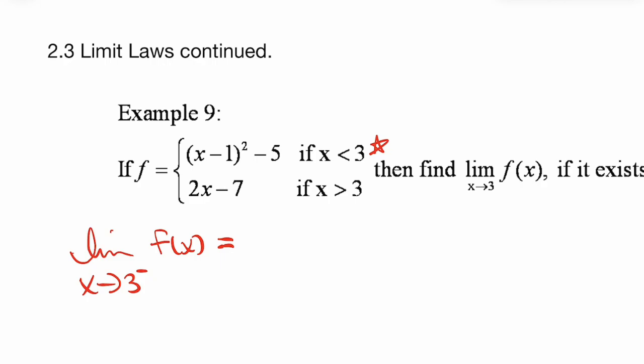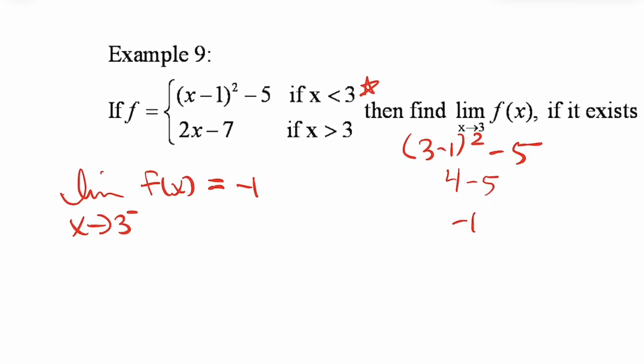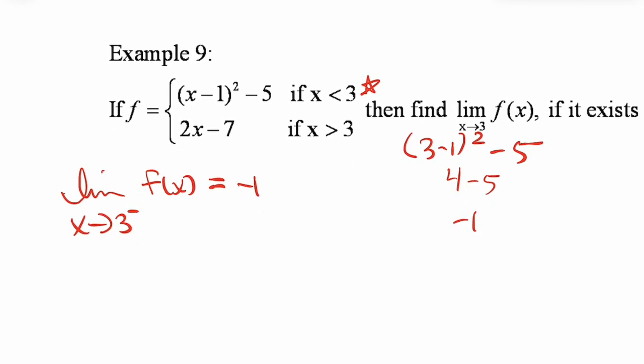Now the top function has an open circle when x is equal to 3, but that open circle would be at 3 minus 1 squared minus 5. 3 minus 1 squared is 2, 2 squared is 4, 4 minus 5 is negative 1. So it would approach that height of negative 1. Yes, it would have an open circle there, but as we're coming in from the left, we would be approaching negative 1.